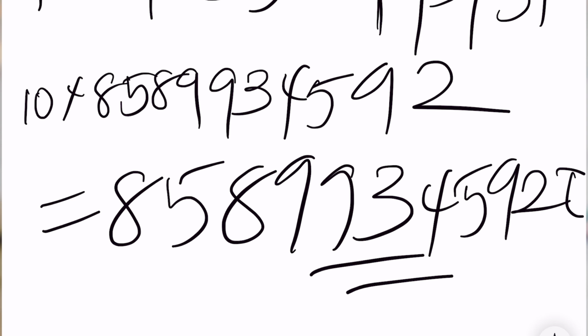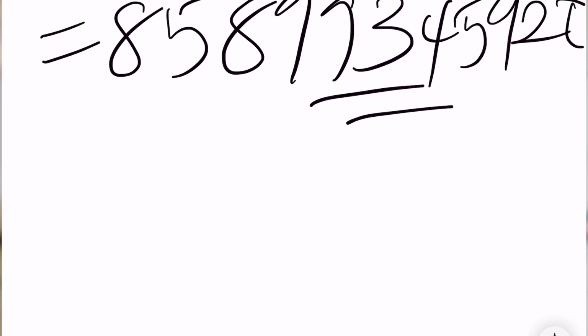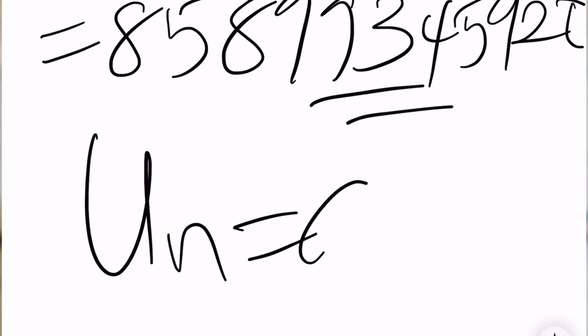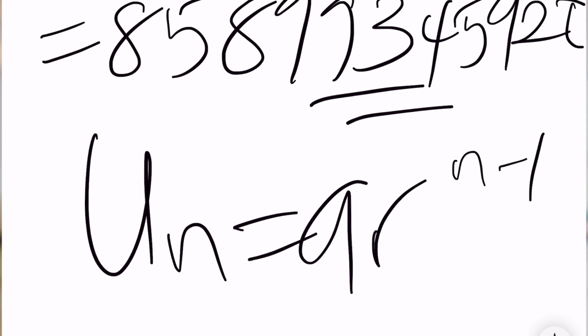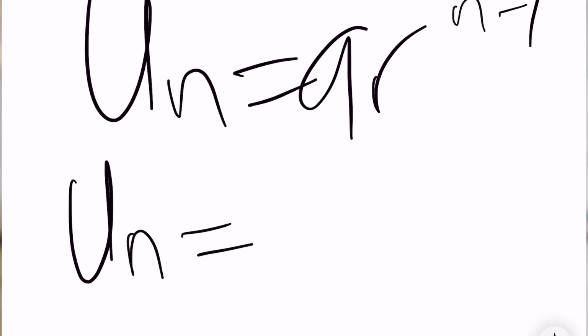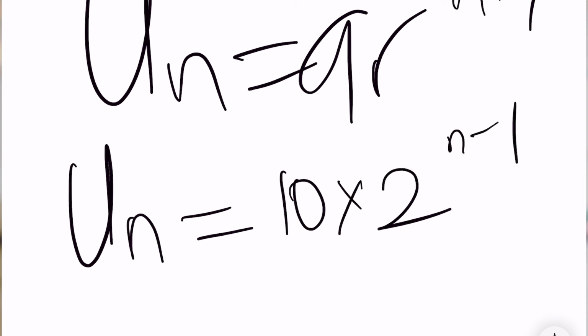And for the nth term, we have Un equals AR^(n-1). So we can just have Un equals our A, which is 10, times 2 to the power n minus 1. So that is 10 times 2^(n-1).